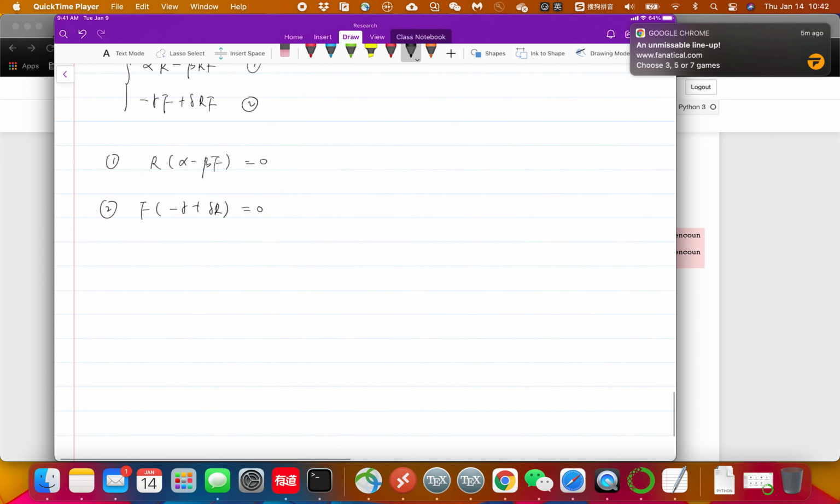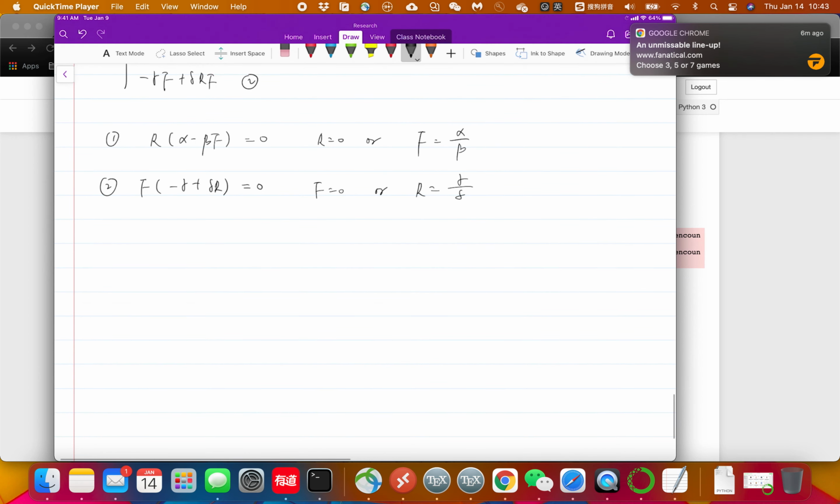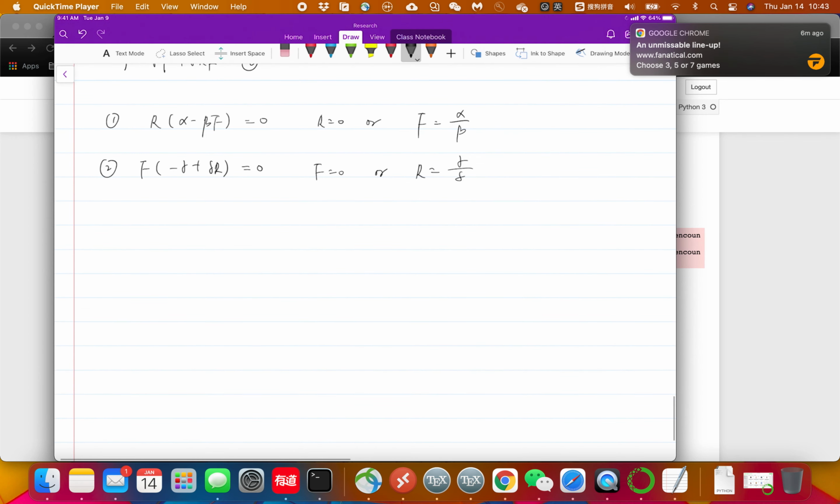So what do you have? You have r equals 0 or alpha over beta, and f equals 0 or r equals gamma over delta. That will be the case. Now, how many points does it give you? It gives you all the possible ones.